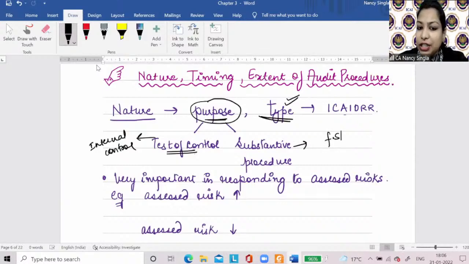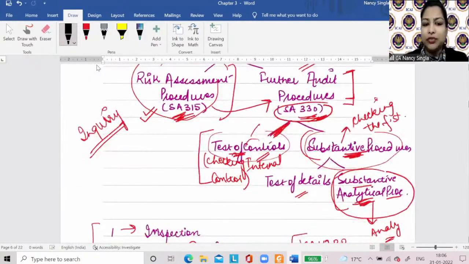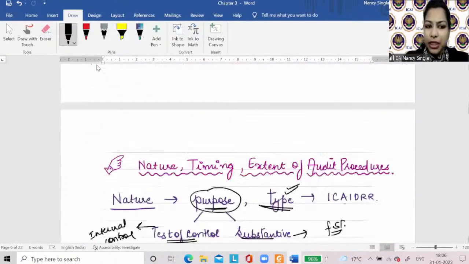When financial statements are checked in detail, that is called substantive procedure, right? So we have already seen that test of control is checking of internal control, and substantive procedure is checking the financial statements, whereby substantive procedure consists of test of details and substantive analytical procedures. Okay? This entire chart we will be covering today in detail.